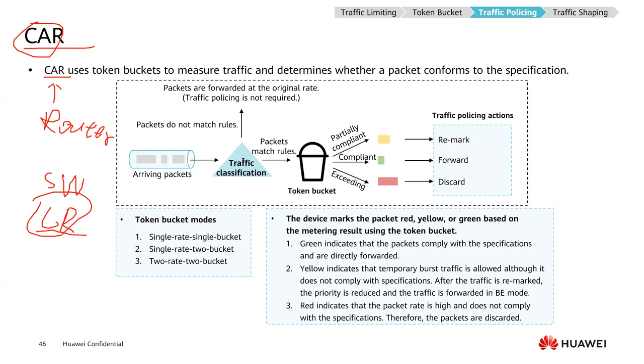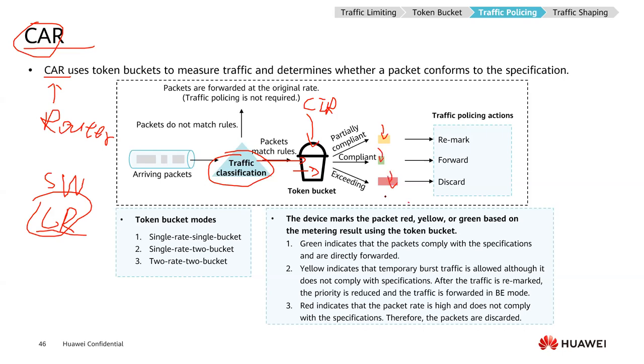After we classify the traffic, the packet will go through the token bucket. So when we set the CIR for the token bucket, and if the bucket does not have enough tokens, the bucket will color the packet. We will color the packet into three colors: yellow, green, and red.